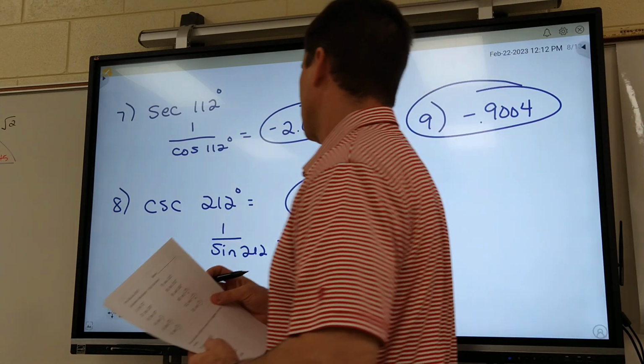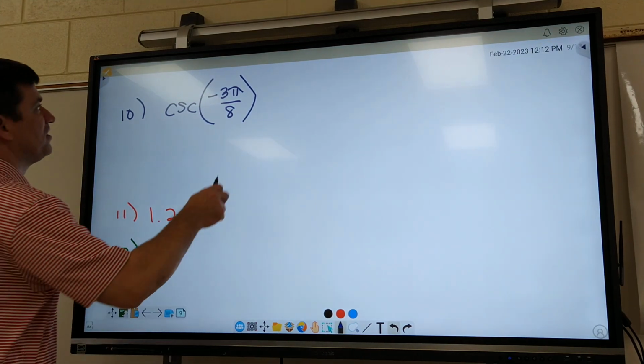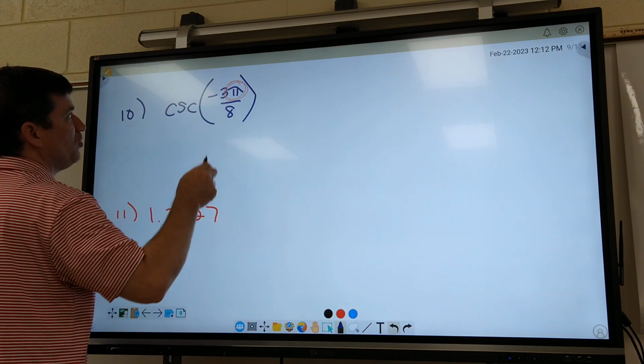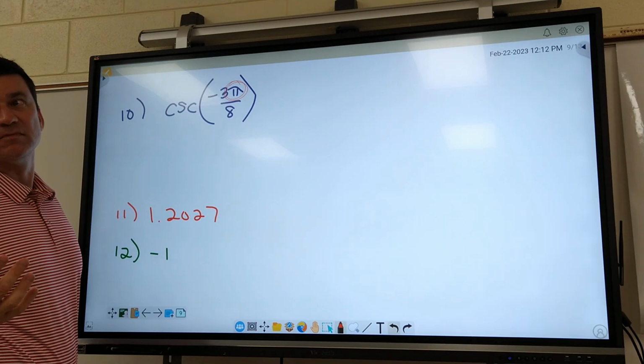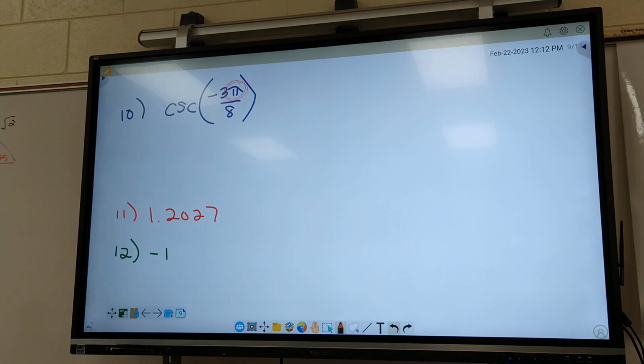Number 10. Now we have to go back to radian mode because we have a pi in our problem. So everybody put your calculator back in radian mode. And what I'll try to do on the quiz, guys, or on the test, I'll try to have them just in one section so you don't have to keep flipping back and forth. So mode, go to radian, hit enter.